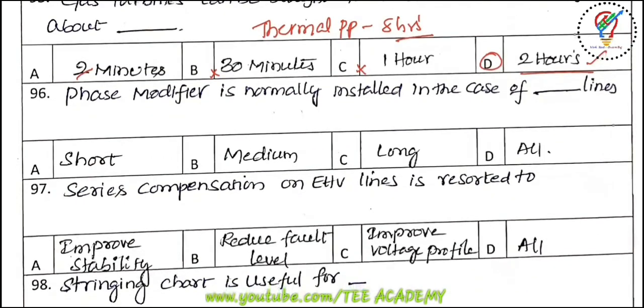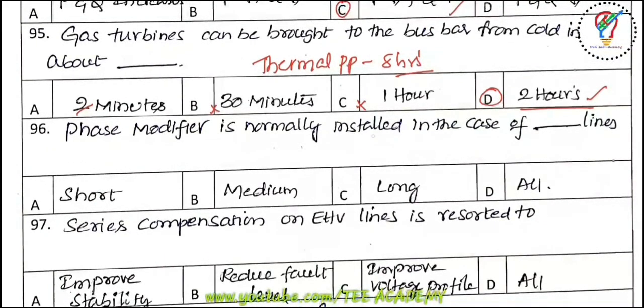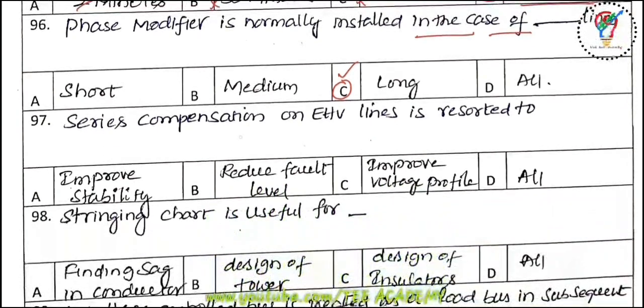Now next one, the phase modifier is normally installed in case of dash lines. The options are short, medium, long. So phase modifiers are installed when the transmission line is a long transmission line. Next one, the series compensation on EHV lines is resorted to dash. The options are improve stability, reduce the fault level, improve the voltage profile. So series compensation is used to improve the stability.